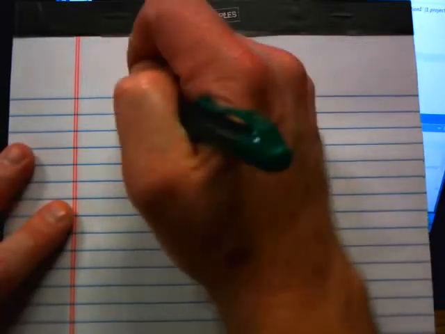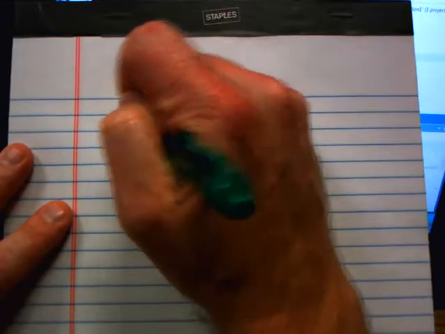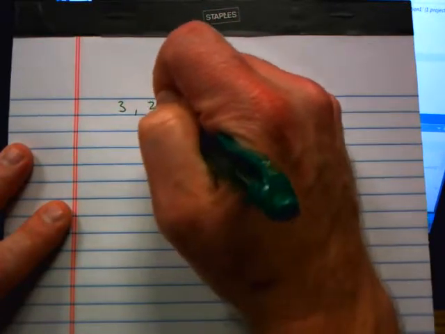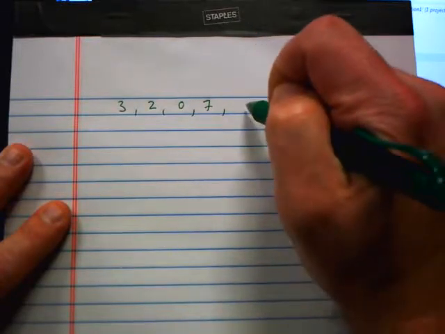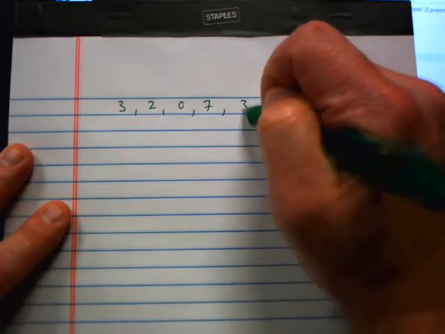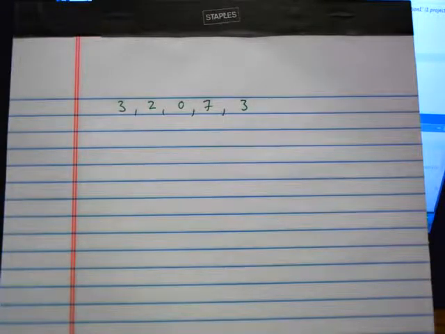So I'm going to write down 5 numbers here. 3, 2, 0, 7, 3. Okay. So we want to put those in order. So what order should they be in? 0, 2, 3, 3, 7 should be our final answer, right? So here's how we're going to sort.